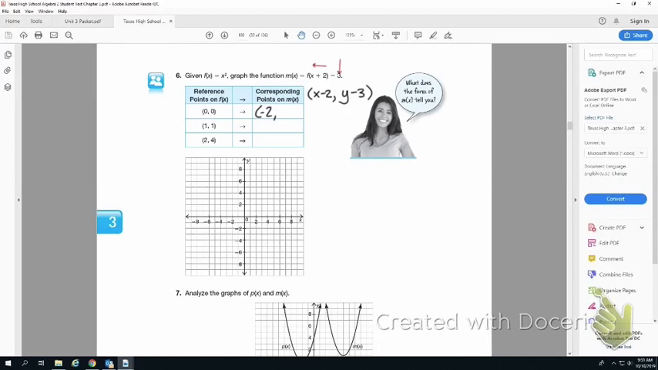So my x's, I've got negative 2, negative 1, 0. And I've got negative 3, negative 2, 1. Go ahead and start graphing that the way that it showed you. You graph those 3 reference points, put your axis of symmetry through the vertex, and then graph the points that reflect across the axis of symmetry.